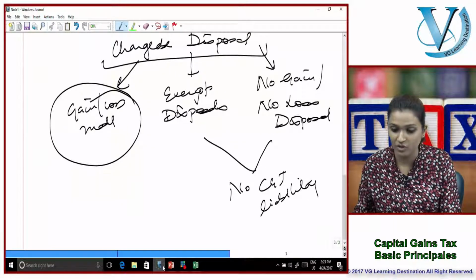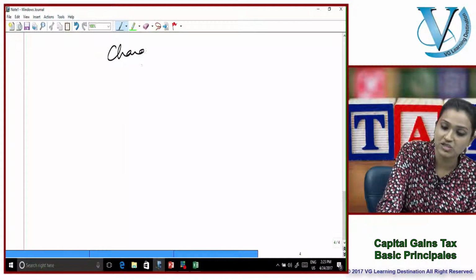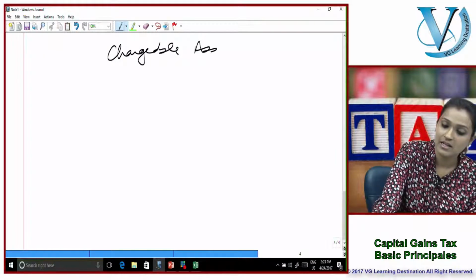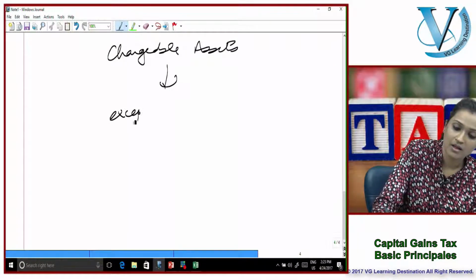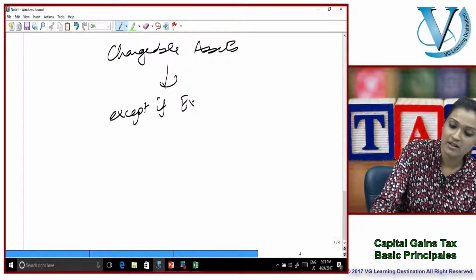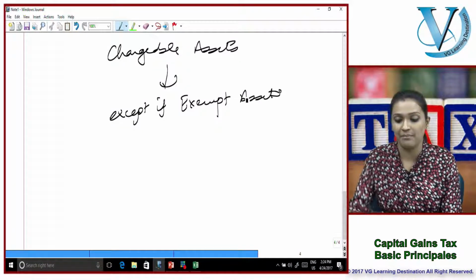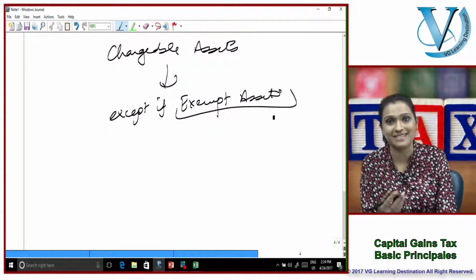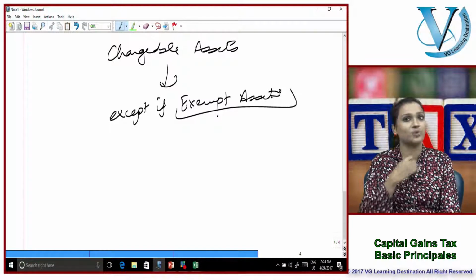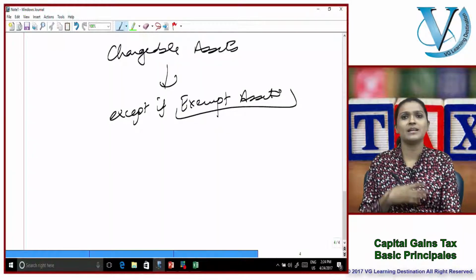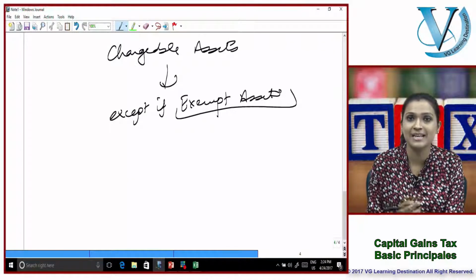Let me quickly make you revise it. So where do we start off? We start off with the chargeable assets. Chargeable assets are all assets except if they are exempt assets, exempt from CGT liability. So let's have a look at a few exempt assets. The principal private residence, one house, you can definitely have. Government securities, marketable bonds like these, definitely you're encouraging that you hold these assets.